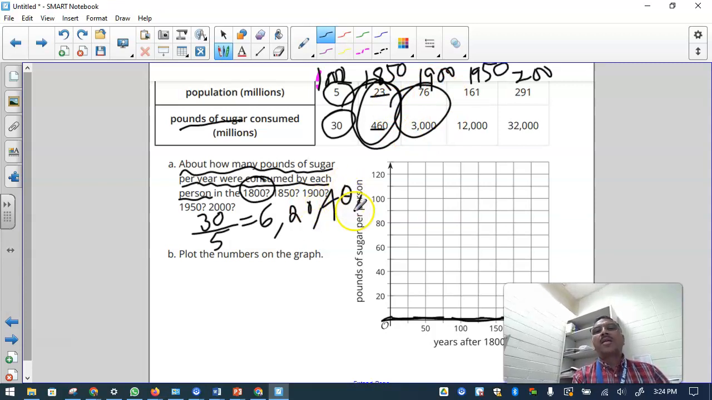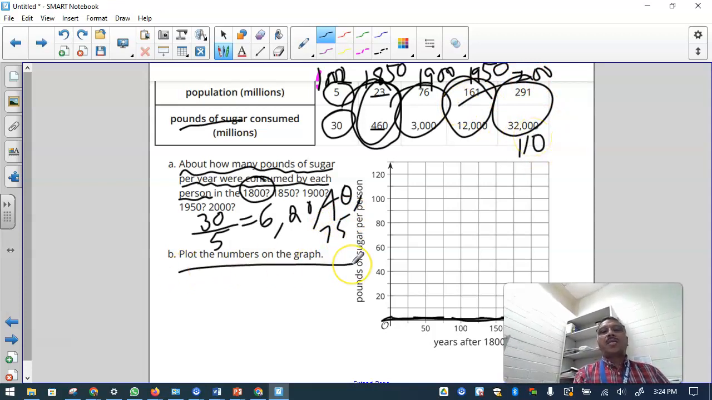You can check that. 12,000 divided by 61 gives you 75. And if you divide this, you get 110. So that's how you do it. And then you plot these points.